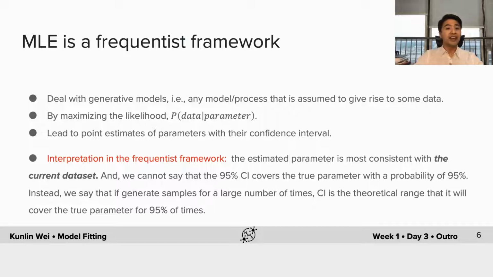And then we cannot say that a 95% confidence interval covers the true parameter with a probability of 95%. We cannot say this. Instead, we can only say if we generate samples a large number of times, the confidence interval is the theoretical range that will cover the true parameter 95% of the times. So this 95% carries the meaning of frequency of occurrence.